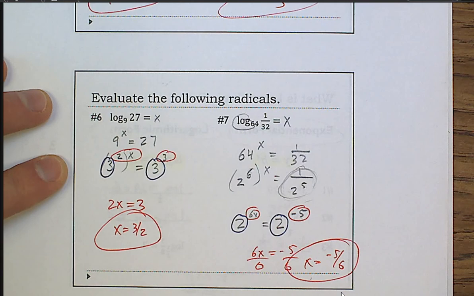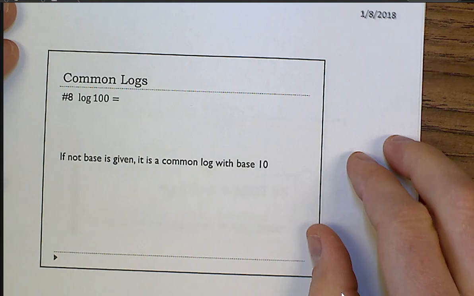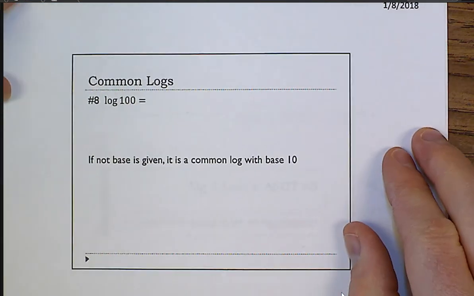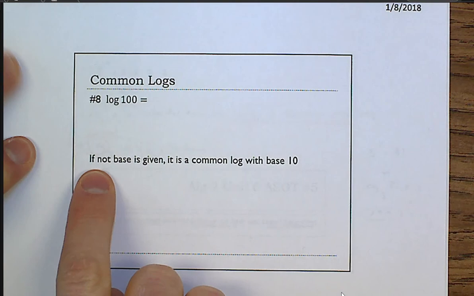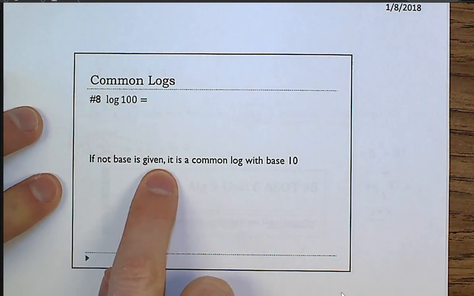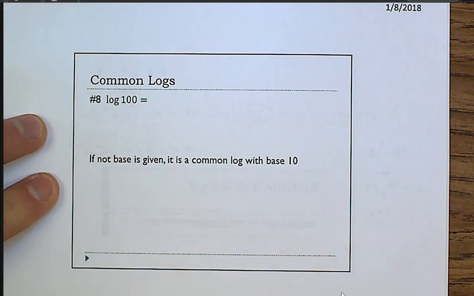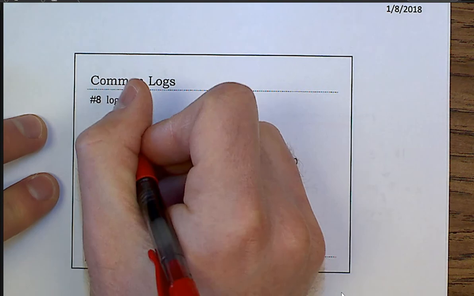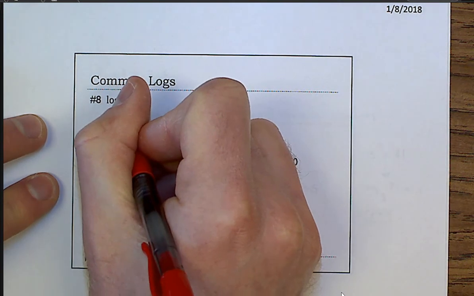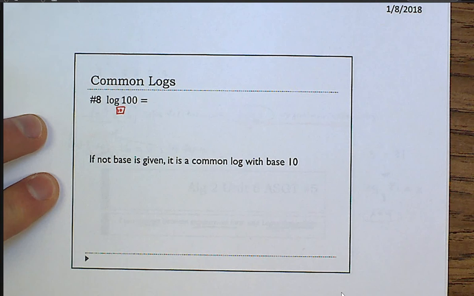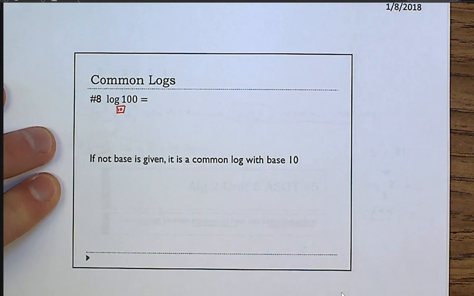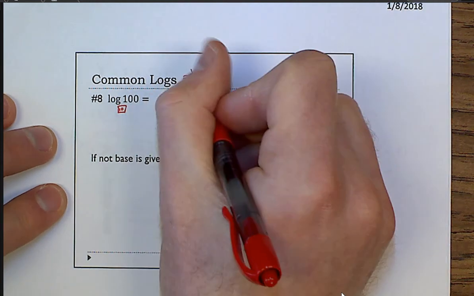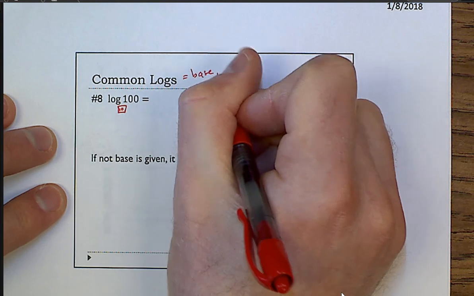All right, on the back, common log. You're going to see this a lot. It says it right here. If there's no base given, it's common log with base 10. So in other words, if you don't see anything here as the base, it's always a 10. Okay? It's always a 10. So the common log is always base 10. That's kind of how I write it.